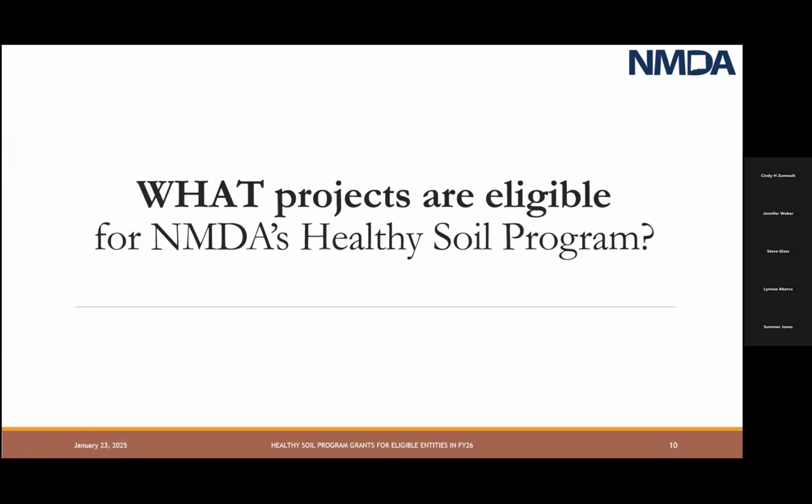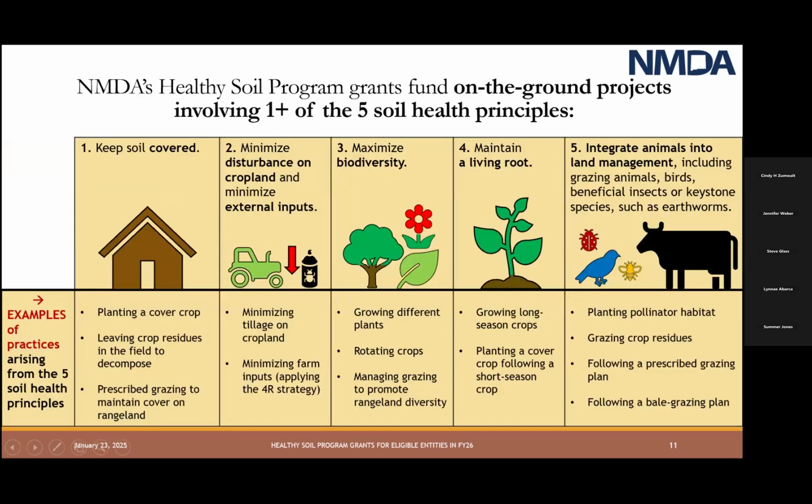So what types of projects are eligible? As we move to the next slide, this is one of those things that as you as an eligible entity begin brainstorming about what types of projects you want to implement, bear in mind that these are on the ground projects. They must involve at least one of the 5 soil health principles that are named in the Act. The first soil health principle is to keep soil covered. You may do this by planting a cover crop, leaving crop residue in the field to decompose, or implement a prescribed grazing system to maintain cover on rangeland.